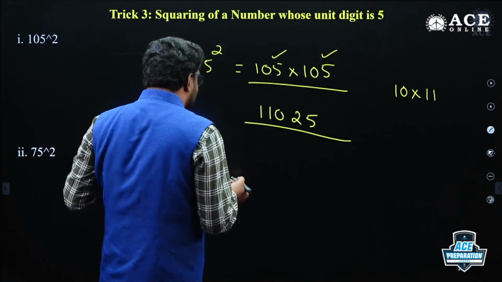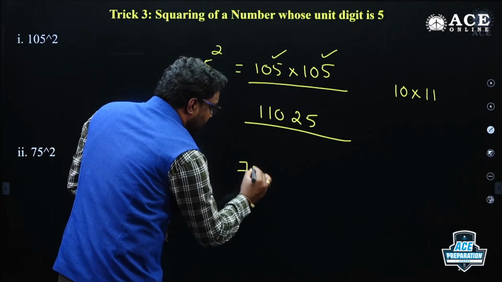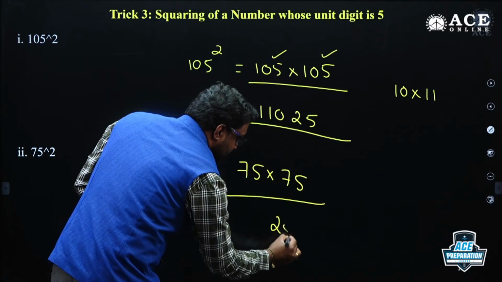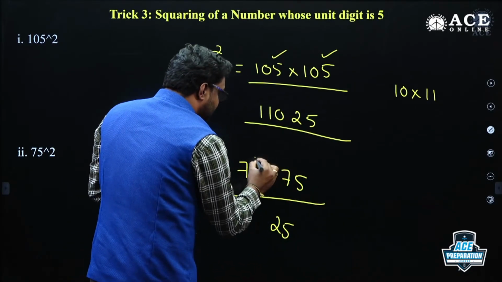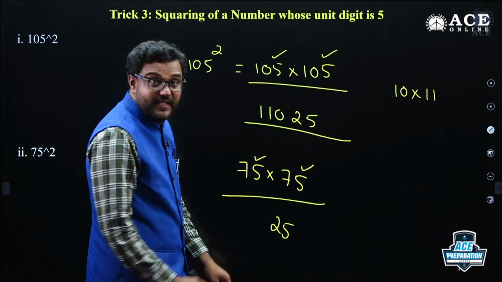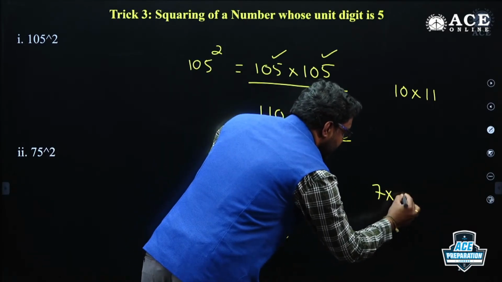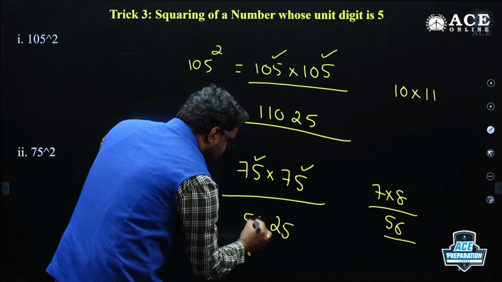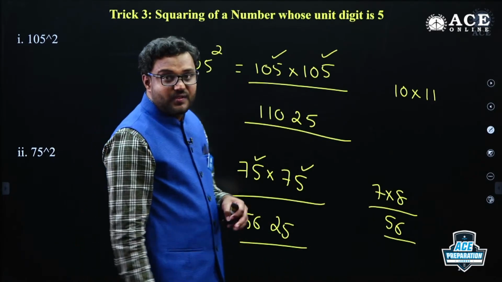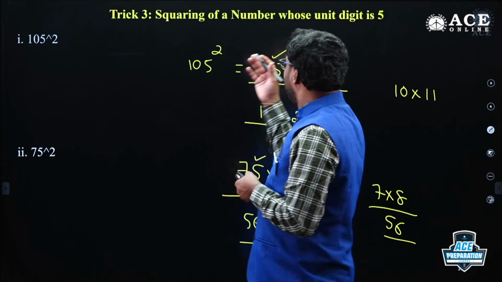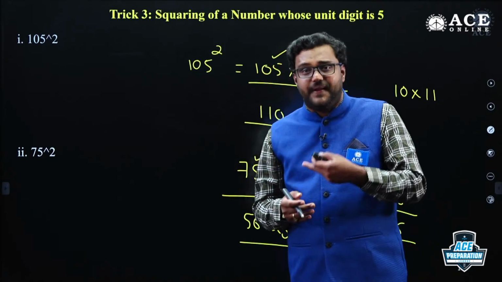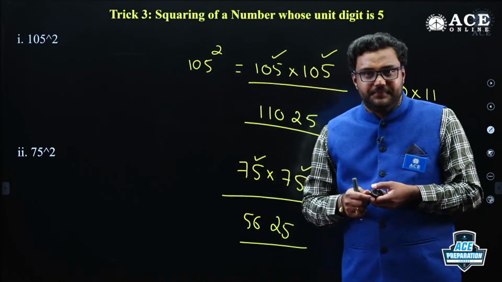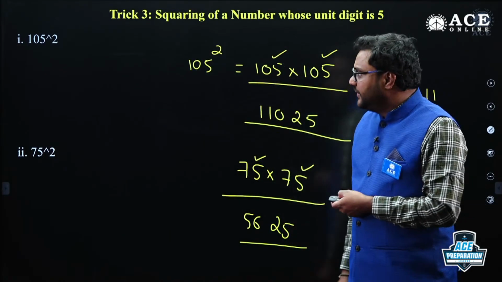Similarly, suppose you want to calculate 75 square. 75 into 75. 5 into 5 is 25. 7 is there, 7's next number is 8. 7 8s are 56. So this is 5,625. Squaring of a number whose unit digit is 5. If the unit digit is 5, this trick we can apply. Right.